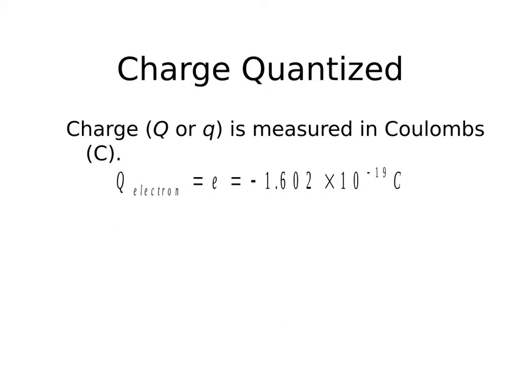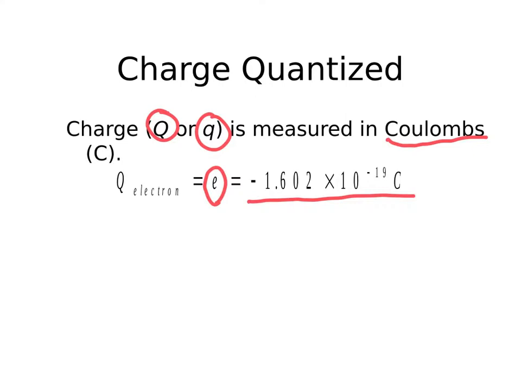The charge on a single electron has actually been measured. It was measured by Robert Millikan back in the early 1900s. Charge, written usually as Q, big or small, doesn't really matter, is measured in coulombs, named after Charles Coulomb, a French scientist who did a lot of work with electricity. So Millikan measured the charge on a single electron, and the magnitude of that charge we write as lowercase e.